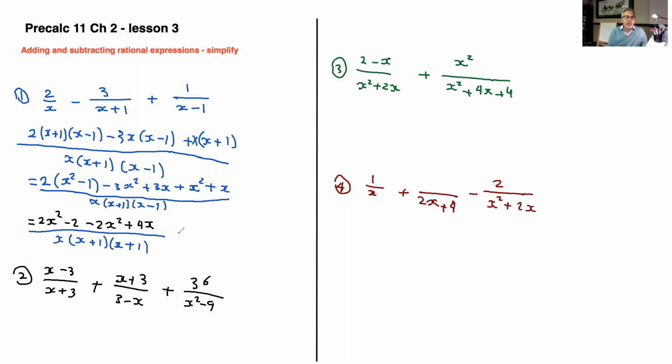And now I keep on going. So I have 2x minus 2x squared. It's gone. So I have basically, if I want to write it in degree order, 4x minus 2 on top over x plus 1, x minus 1. Sorry, that's a minus there. And that's your final answer.